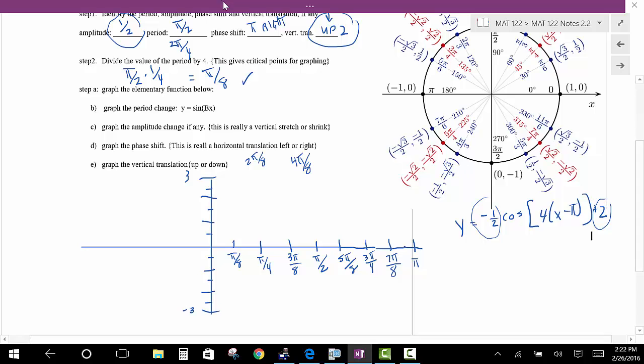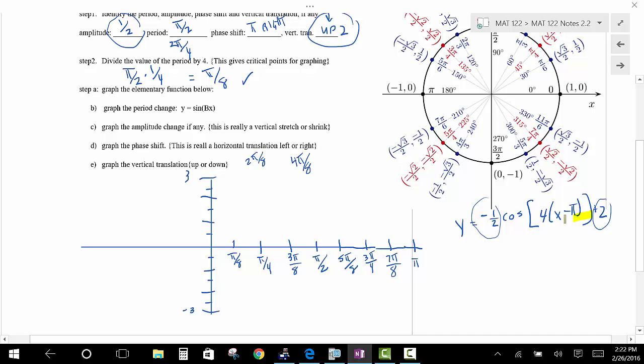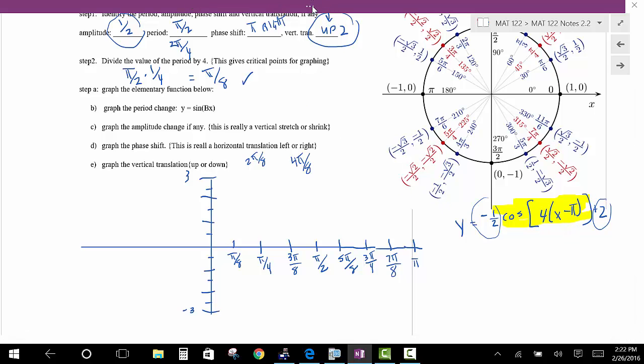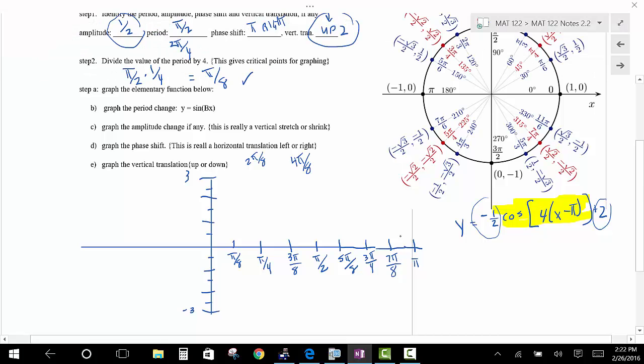So what we're going to focus on, and to me this is the way you always do these problems, is work with this part of the problem. Work with things that are affecting x. A phase shift affects x, a period change affects x. So that's where you should start, is just do that graph and don't worry about anything else. Now I can do this in my head. I don't need a unit circle or anything.